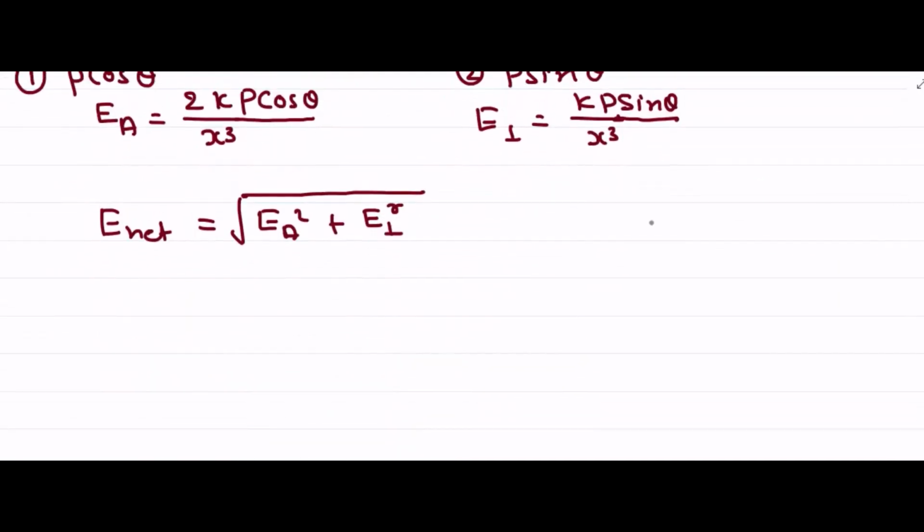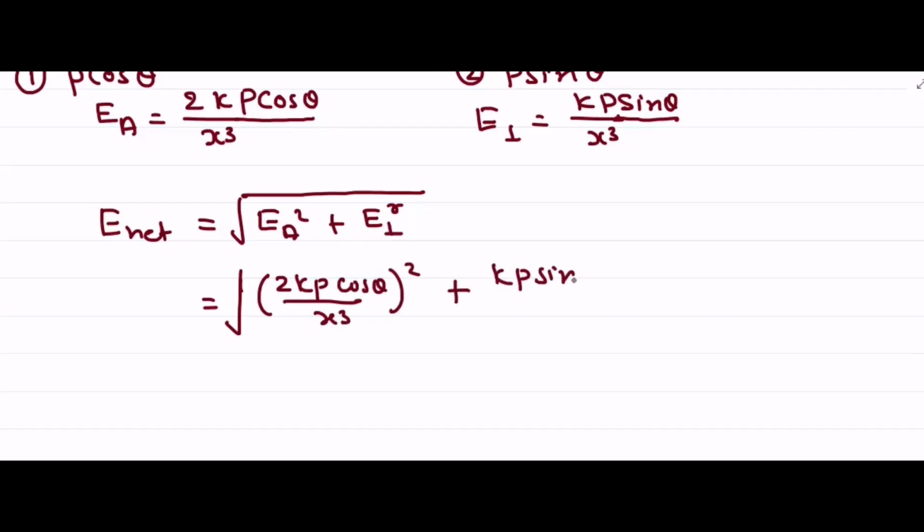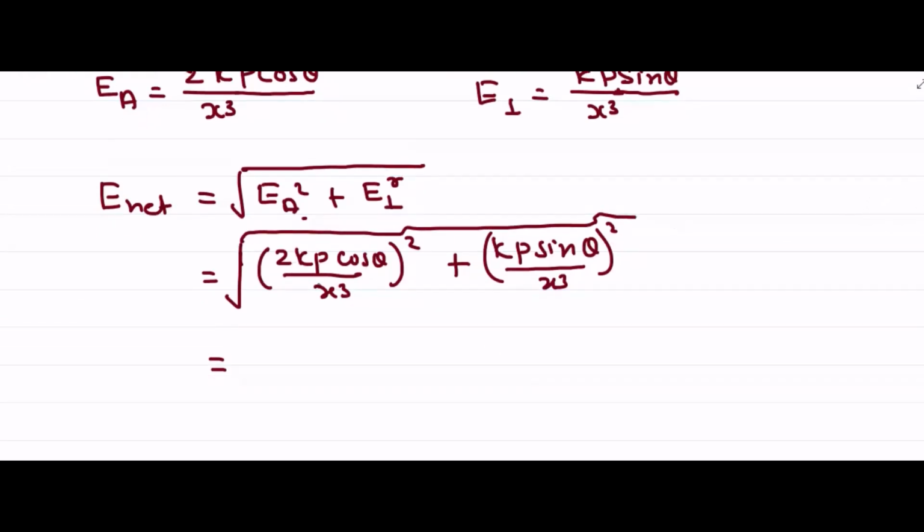So let's go down over here and start putting the values. E net square is equal to, E axis square will be (2kp cos theta by x cube) whole square plus (kp sin theta by x cube) whole square, all under the root sign. I can very clearly see that kp upon x cube is common in both the terms, and they will have a square sign above them because this is squared, so they will come out common without the square sign since they are under the root. So I can take out kp upon x cube common outside the square root sign.